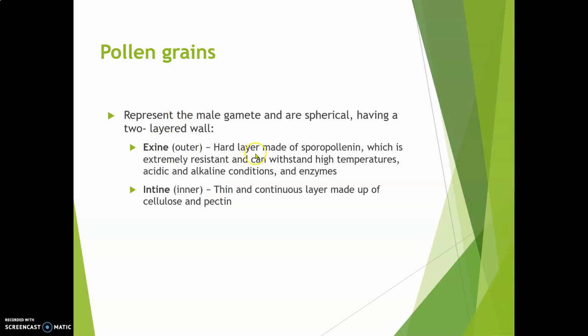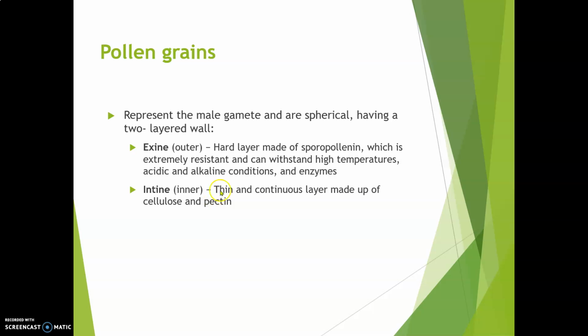Now, exine, it's a very important question from the CBSE point of view. Exine is made up of sporopollenin. Many times a question has been asked about it: what is the special characteristic of exine, or why is there nothing which can break down sporopollenin? They are made up of a substance, sporopollenin, which is extremely resistant and can withstand high temperatures, acidic and alkaline conditions, and also enzymes.